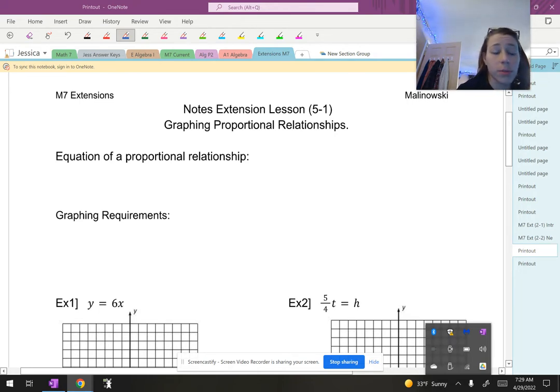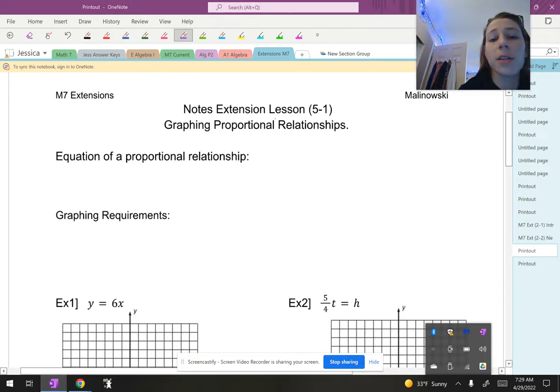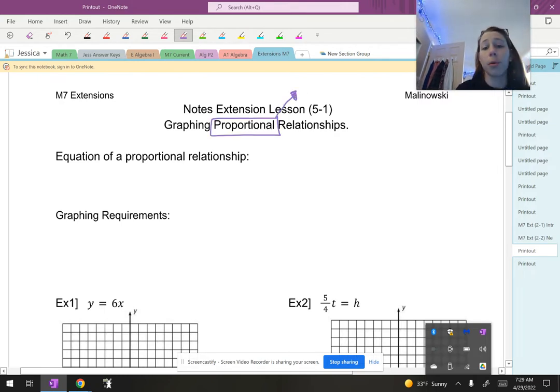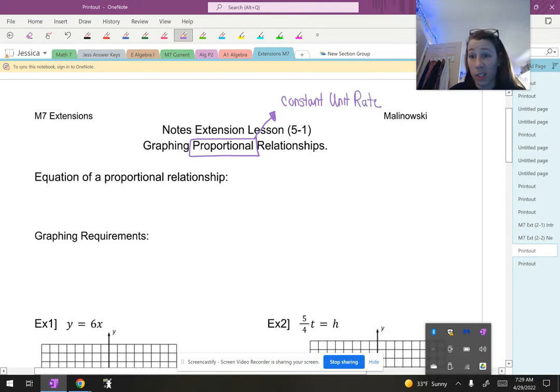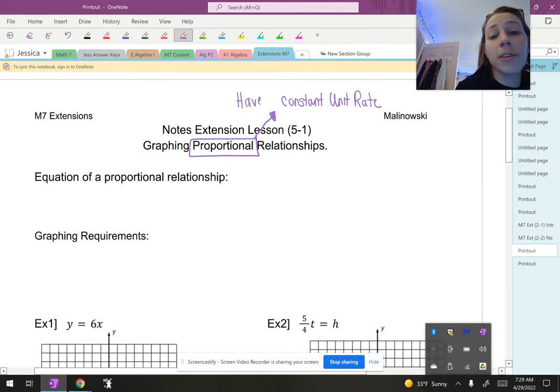So today we are going to take a look at the notes for Extension Lesson 5-1, Graphing Proportional Relationships. If you recall back from Unit 5, for something to be proportional, it has to have a constant unit rate. Those were the problems where we checked all the values in the table and did those unit rates to make sure they were all the same. We're not going to be doing that here, because we know these relationships are proportional. They already have a constant unit rate, and that's not something we need to be checking for.